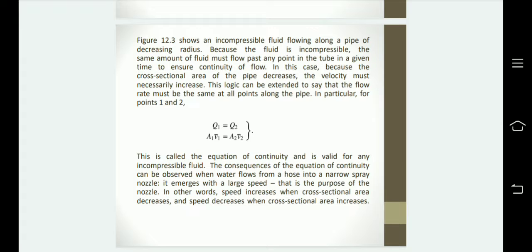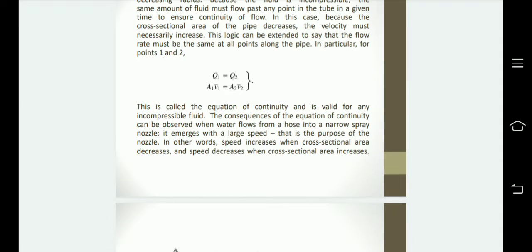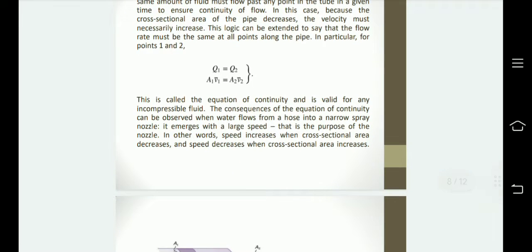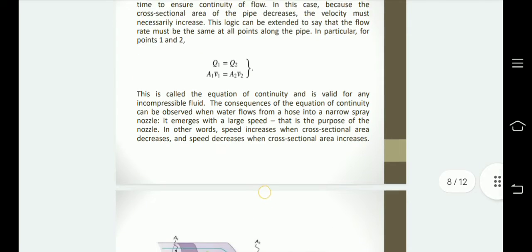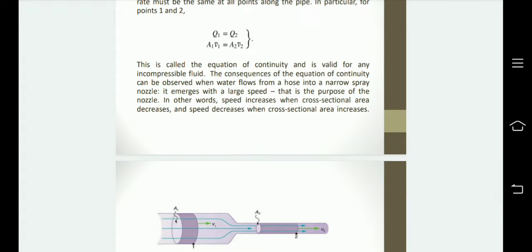Figure 12.3 shows an incompressible fluid flowing along a pipe of decreasing radius. Because the fluid is incompressible, the same amount of fluid must flow past any point in the tube in a given time to ensure continuity of flow. In this case, because the cross-sectional area of the pipe decreases, the velocity must necessarily increase. This logic can be extended to say that the flow rate must be the same at all points along the pipe. In particular, for points 1 and 2, Q1 = Q2, so A1v1 = A2v2. This is called the equation of continuity and is valid for any incompressible fluid.